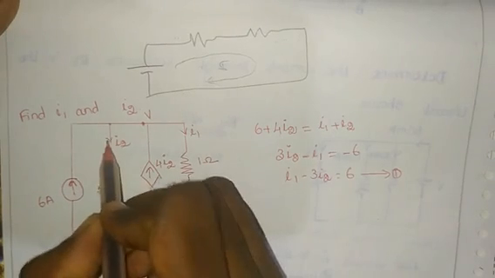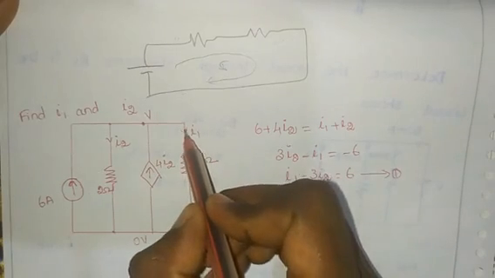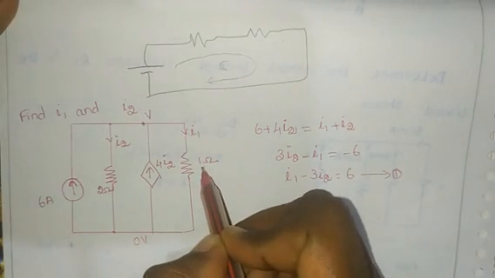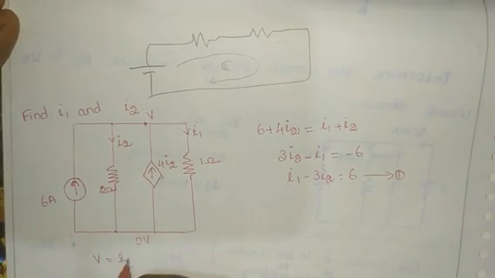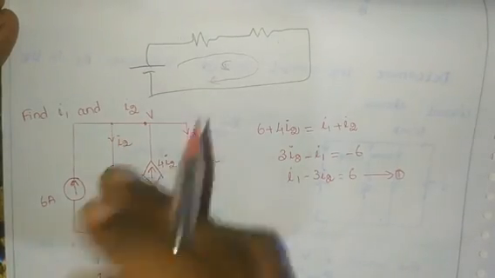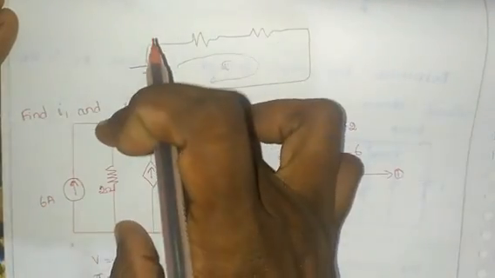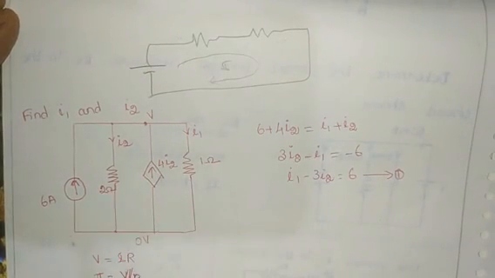What is I2? I2 is the current through the 2 ohm resistor. What is I1? I1 is the current through the 1 ohm resistor. By Ohm's law, V is equal to I into R, so I is equal to V by R. So I is equal to the potential difference divided by the resistor. So the current through this resistor will be equal to the potential difference across this resistor divided by 2 ohm.